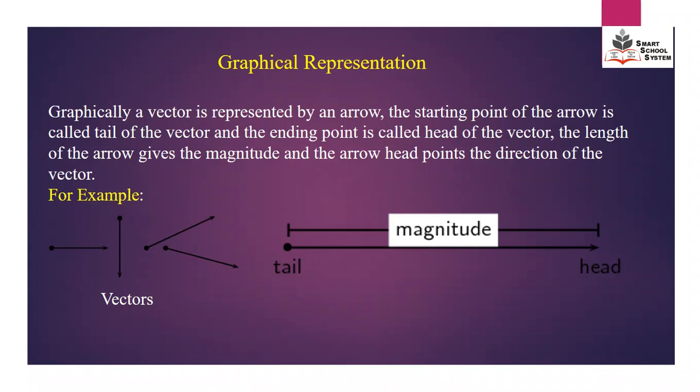Now graphical representation. Graphically, a vector is represented by an arrow. The starting point of the arrow is called the tail of the vector and the ending point is called the head of the vector. The length of the arrow gives the magnitude and the arrowhead points the direction of the vector. For example, here are some vectors, each have a tail and a head. Tail is the starting point while head is the direction. In the second figure, we can see the tail, head, and as we discussed, the length is the magnitude of the vector.